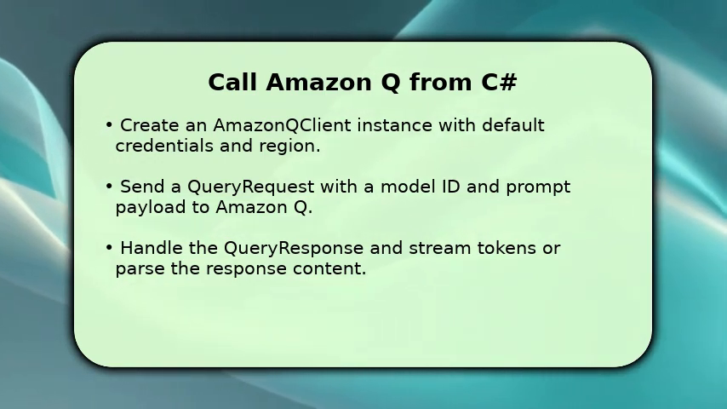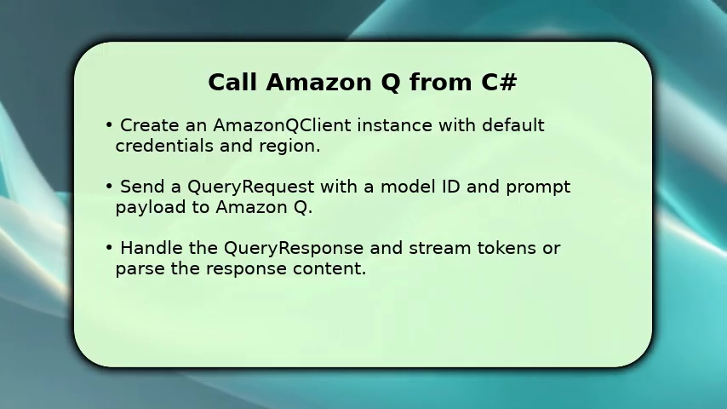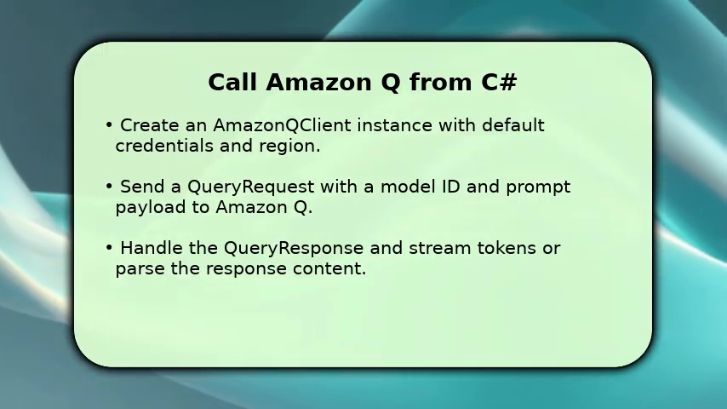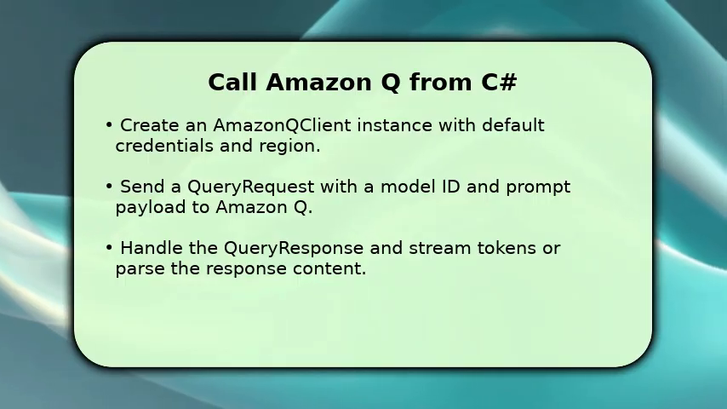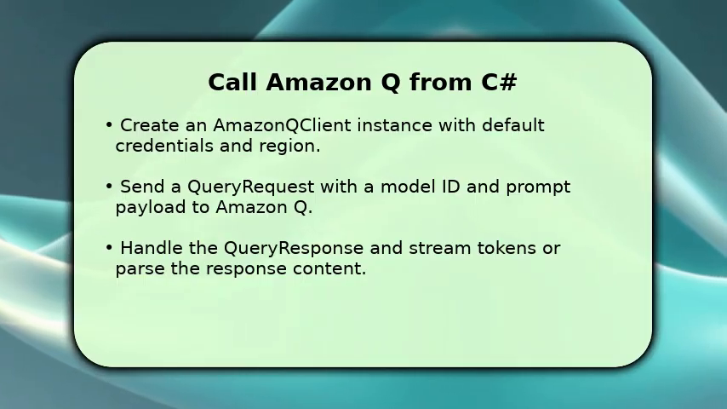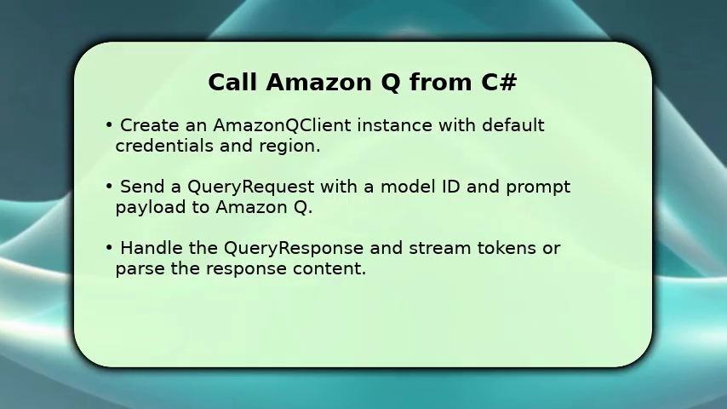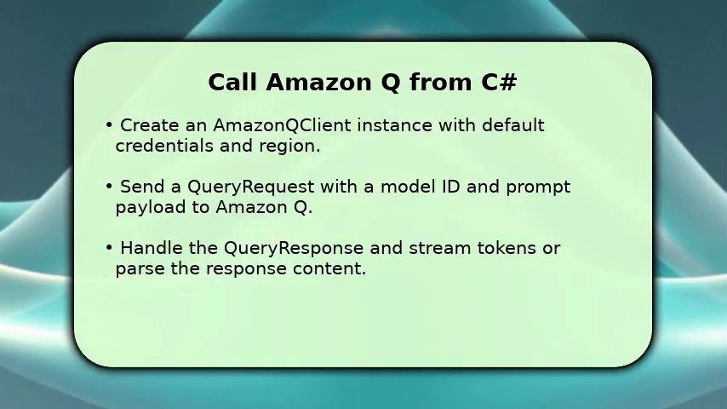Send the request asynchronously and await the query response result to avoid blocking the UI thread. Stream tokens or process the response content as the SDK returns chunks for long outputs. Add error handling for throttling, invalid credentials, or model not found errors and retry with exponential backoff.